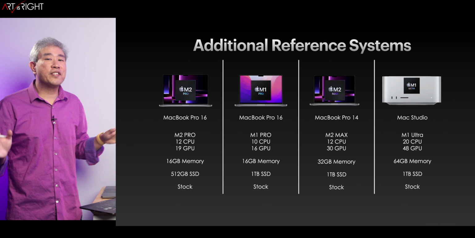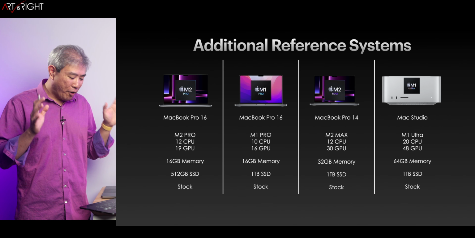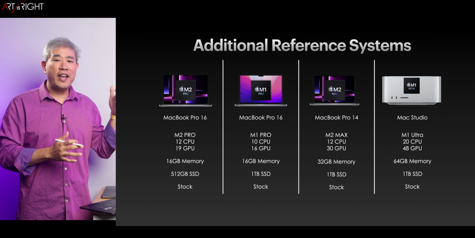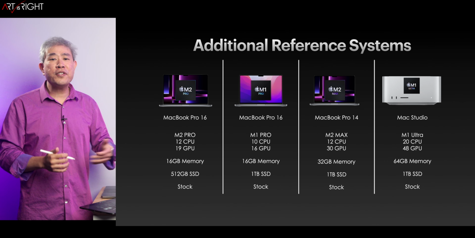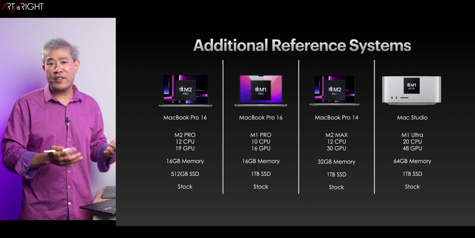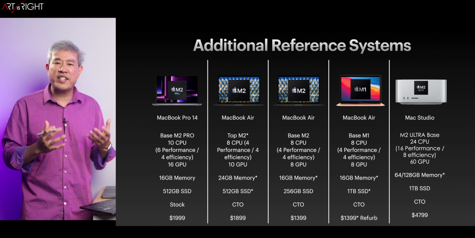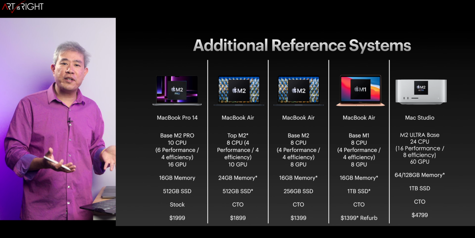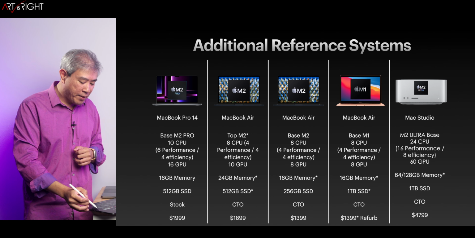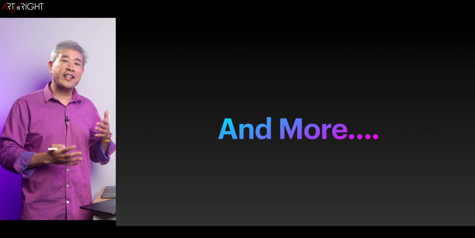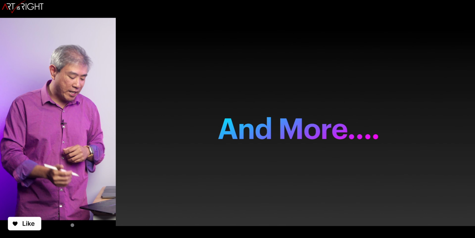In addition to all of this, I'll be adding a whole bunch of Apple reference systems as well, from the 16-inch and 14-inch MacBook Pro, M1 and M2 generation. I'll also be adding in results from my Mac Studio, both the M1 Ultra and the M2 Ultra, just as a baseline for comparison. You can see there's a whole bunch of MacBook Air in the lineup, and there's also the 13-inch MacBook Pro. There's really too much to list, so you're going to be able to see that from the charts that I am about to share.